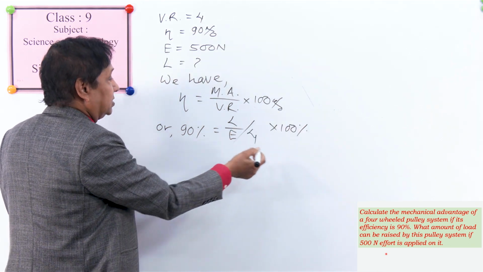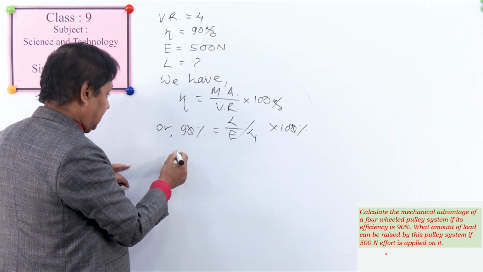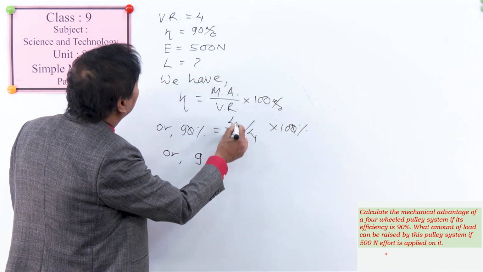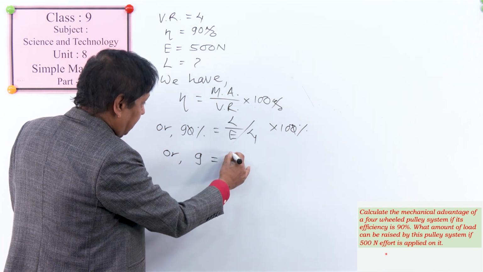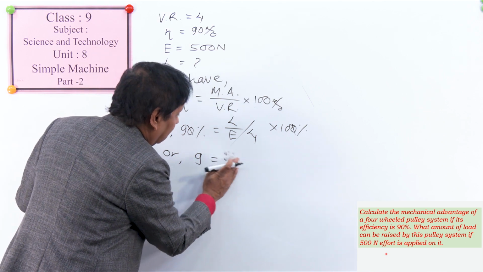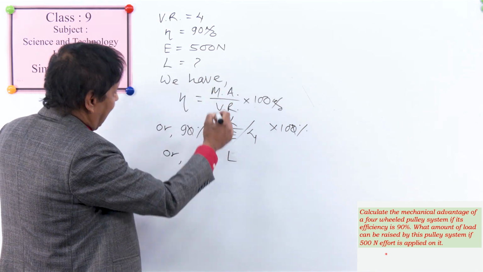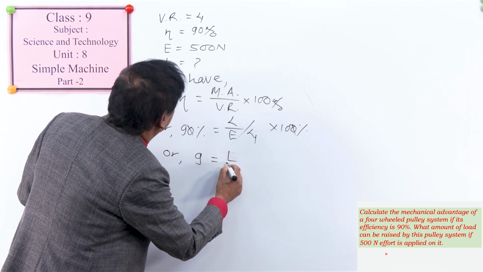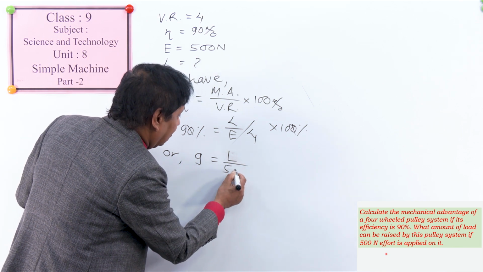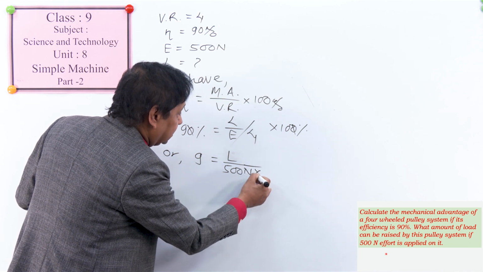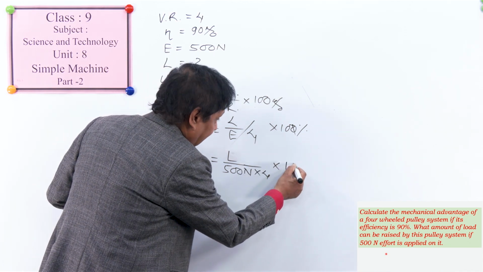Now percentage cancel each other and 0 cancel, and in left hand side we will have 9. This is equal to load, which is the question. That's why load is written L, and effort is given 500 Newton. 500 Newton, and this 4 also goes in denominator, into 4 into 10.